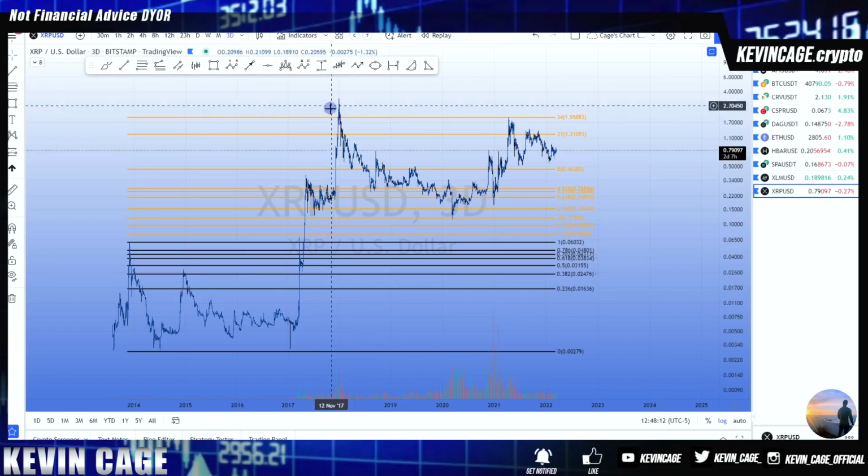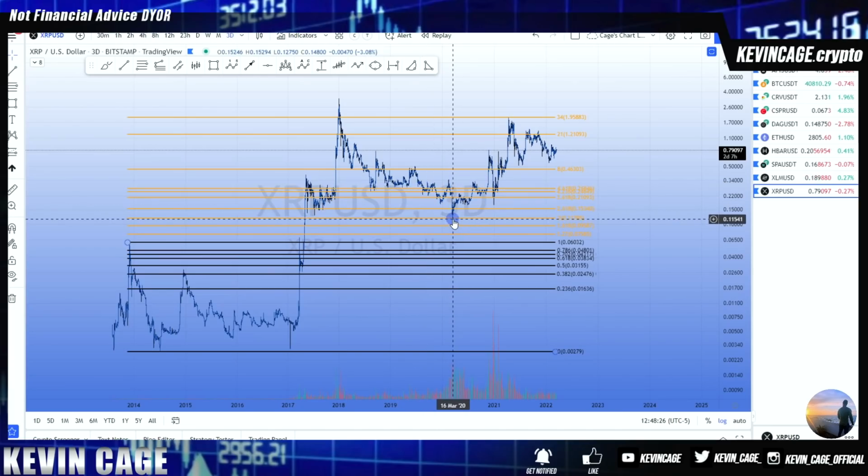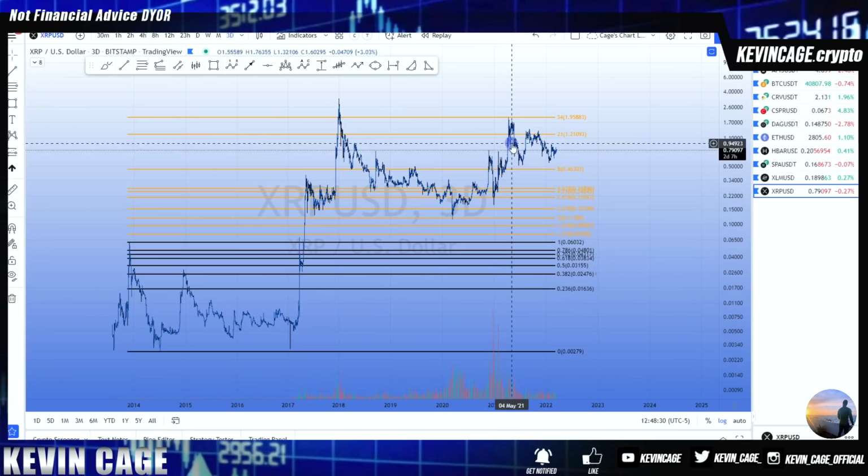Now, after reaching this full 34 extension, like we've seen many assets do on a multi-year time frame, what's it doing? Forming another cup. We backtested here approximately the 2 Fibonacci extension, and funny enough, it's right around these levels and this wick. And then thus far, we have yet to surpass its previous all-time high price.